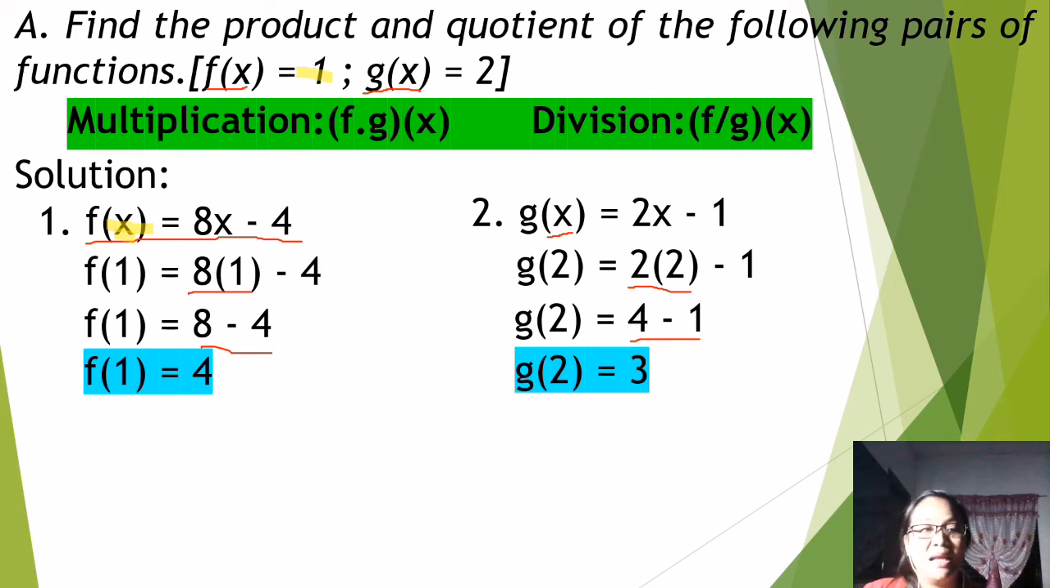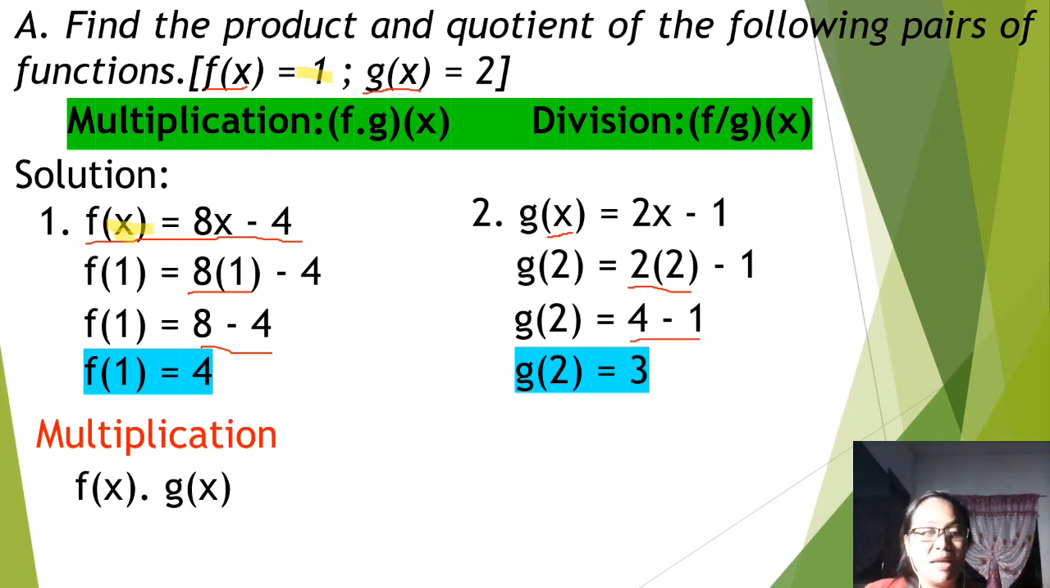Now, we can get the product by multiplying f of x times g of x. So our f of x is 4 and our g of x is 3. So we have 4 times 3 is equal to 12. Therefore, our product for f of x is equal to 8x minus 4 and g of x is equal to 2x minus 1 is equal to 12.